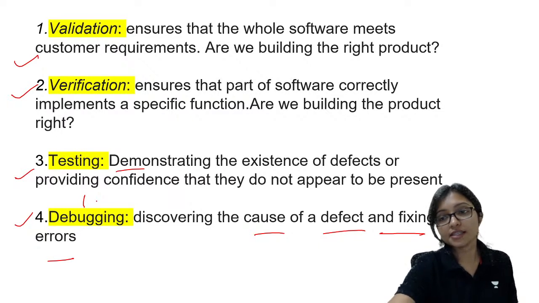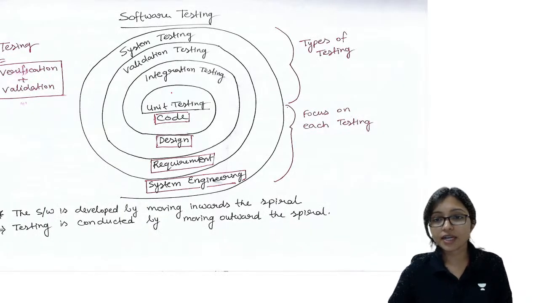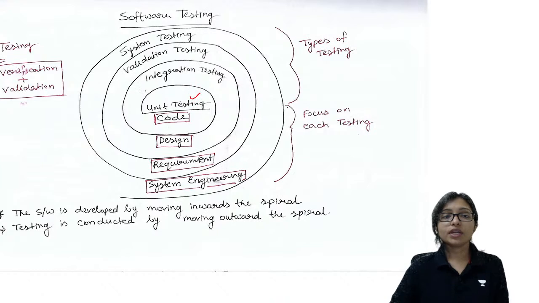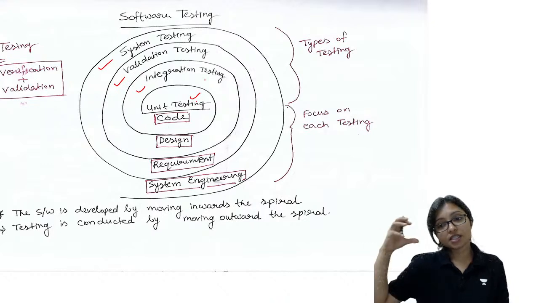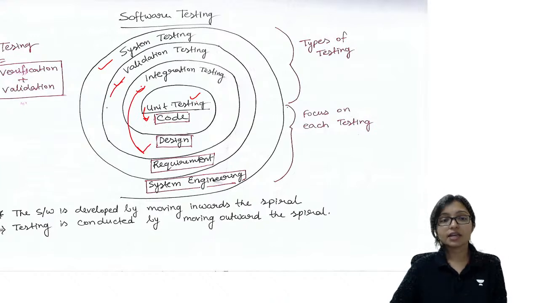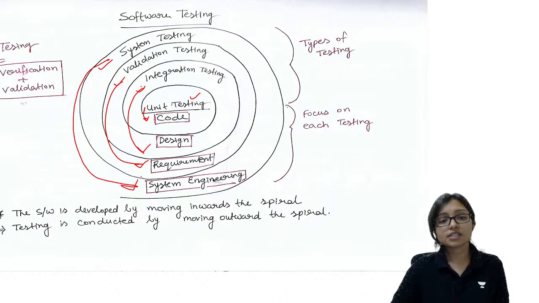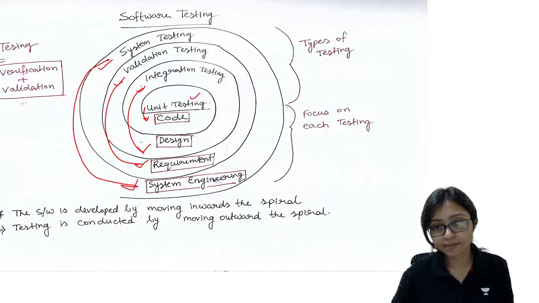Now the next thing is, coming under testing, what are the different types of testing? Unit testing, integration testing, validation testing, system testing. Unit testing means module-wise testing, it is working on code. Integration testing works on design. Validation testing works on requirements. System testing works on the system.